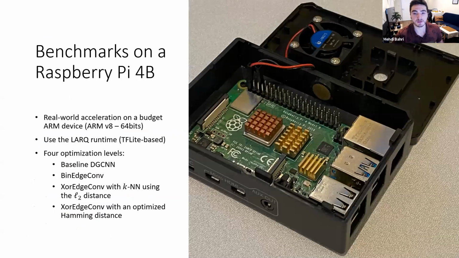So finally, we did some benchmarks on a real-world device, in this case, a Raspberry Pi 4B. This is a low power budget ARM device using an ARMv8 architecture. We use the Larq runtime, which is based on TF-Lite, and we have 4 different optimization levels. First, we benchmark the baseline DGCNN, so floating point network all the way. We also tried the Bin-Edge-Conv operator, and we have our XOR-Edge-Conv operator using either a KNN performed with the pairwise Euclidean distances or with an unoptimized Hamming distance with some caveats.